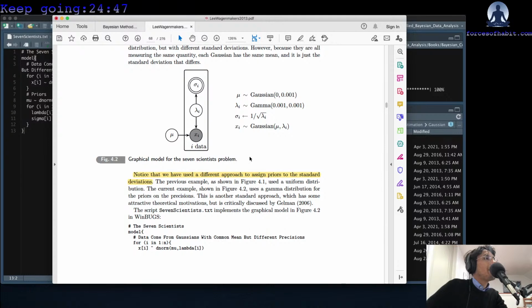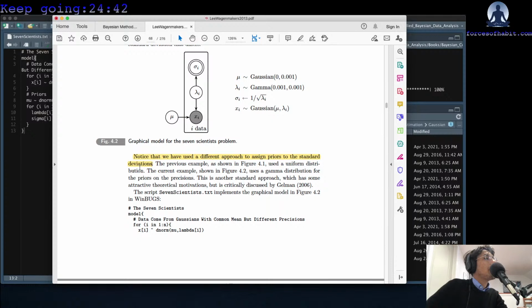Like we noticed before, we have a different approach for assigning the priors this time. Instead of using a uniform distribution for sigma, we use a gamma distribution for precision. So here mu is distributed as mean zero, precision uninformative, and then gamma, which I would imagine is an uninformative prior for lambda i, the precision per subject, and then sigma is determined by 1 over the square root of lambda.